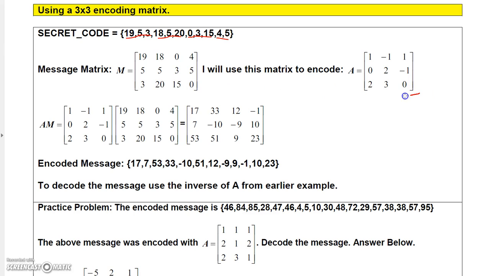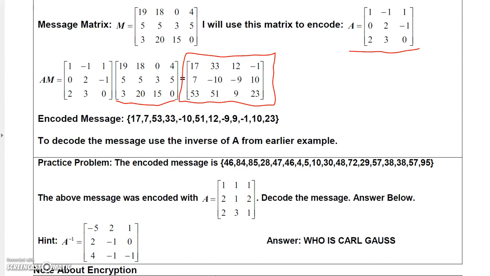And so all I have to do now is get a matrix that I know the inverse of, like this, and then I can multiply this matrix times this message matrix, and now I have encoded my secret message using a 3x3 matrix. Pretty cool, huh?